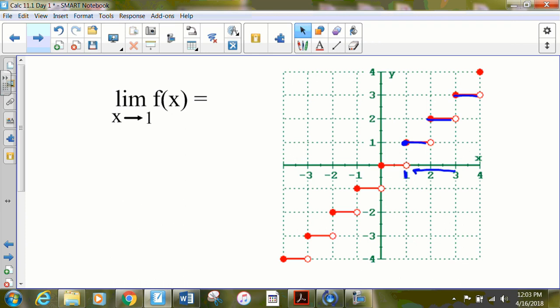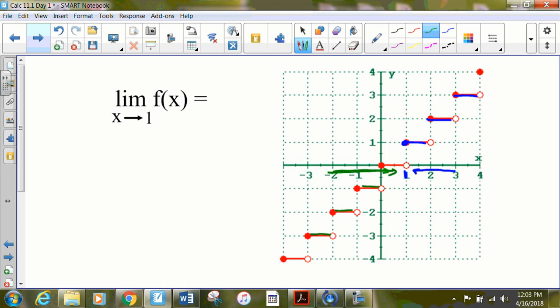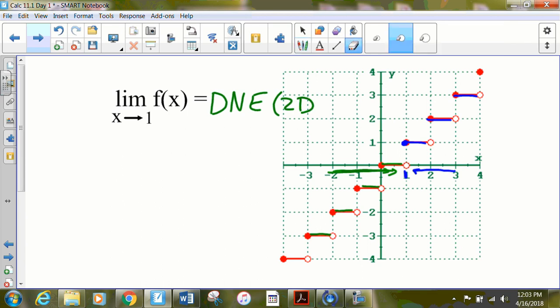But as we're approaching 1 from the left, it's a totally different pattern, right? From the left, we've got y down here at -3, then -2, then -1. And as it's approaching 1 from the left, we see that it's approaching 0. So once again, this is another example of does not exist. And we can write two different, approaches two different values. Let's get that in there. So approaches two different values.